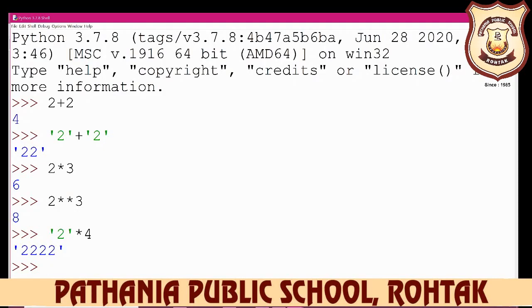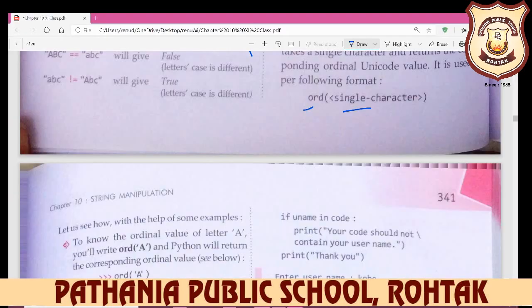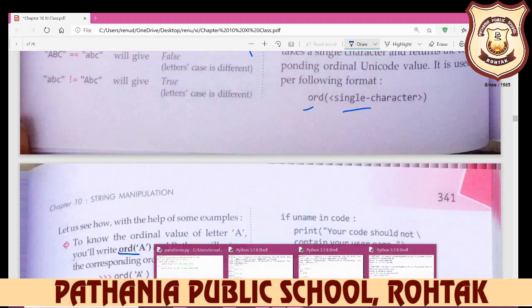Similarly, if you write 'computer', then the plus symbol, and then 'science', what is the output? The output is computer science. This is the concatenation operator and the replicate operator. But here we do the two functions: one is the ORD function and the second is the CHR function. So how do you do it?